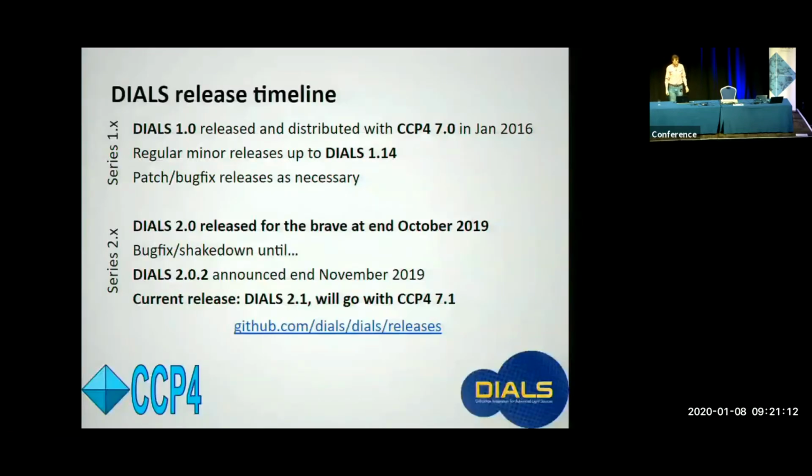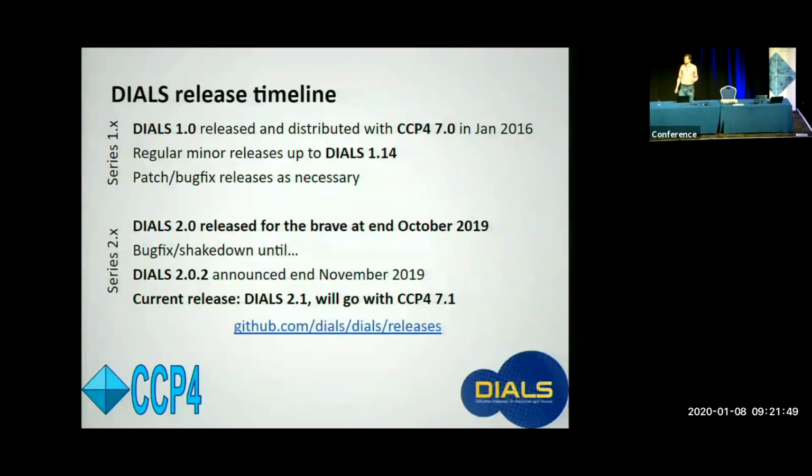DIALS was first released, version 1.0, 4 years ago, at the beginning of the CCP4 7.0 series. Since then, we have regularly released minor update versions in a pattern linked to Diamond's run schedule. Every time there's a shutdown at Diamond, we prepare a release so it's ready for the next run. Of course, we also discover bugs as we go along, so we patch and bug fix releases as necessary. But over the past year, we've been spending a lot of time preparing DIALS 2.